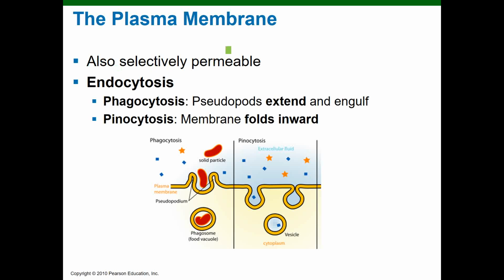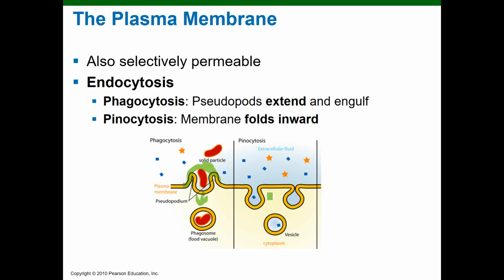All right, the plasma membrane is also selectively permeable, and because there's no cell wall, we can do specialized transport like endocytosis and exocytosis. There are 2 types of endocytosis we will see. Phagocytosis is going to be important when we talk about the immune system, and this involves pseudopods, or little false feet, extending up to surround and engulf the foreign particle. When it's completely engulfed, they take it inside the cell, and it forms a phagosome.